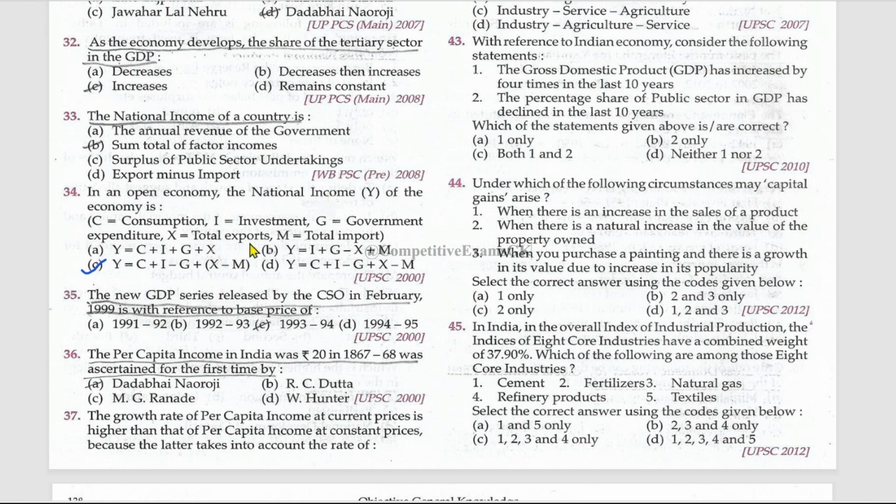National income equals consumption plus investment plus government expenditure plus the sum of total exports minus total imports. This is the option. The new GDP series released by the CSO in February 2015 is with reference to the base price of 1993-94. The per capita income in India was 20 rupees in 1867-68, as ascertained for the first time by Dadabhai Naoroji.